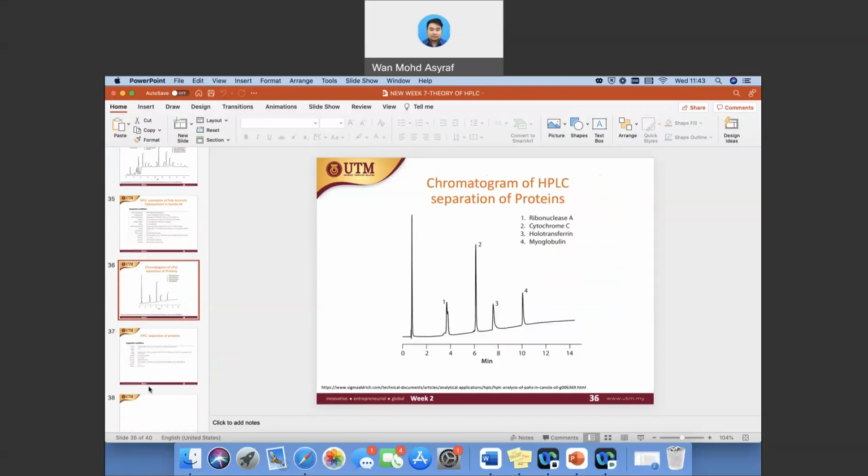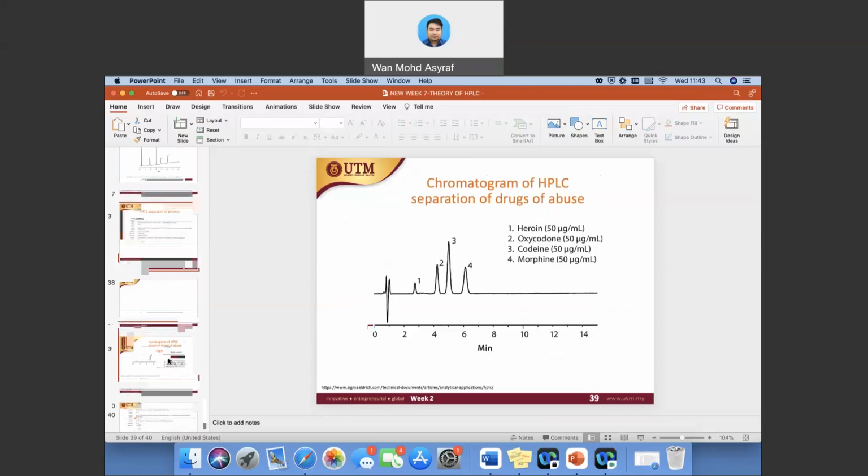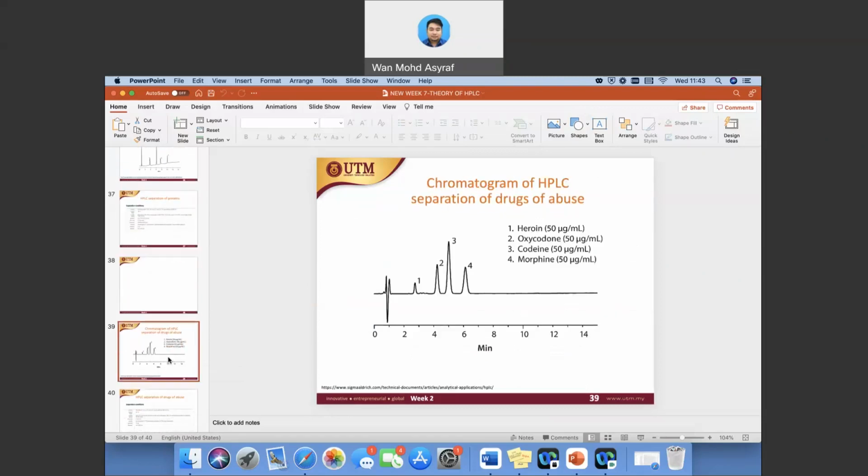All right. So this is the separation of proteins. Okay. Also HPLC can separate proteins as well. Okay. All right. So this is the separation of drugs of abuse. I believe that this is using a very standard method. Okay. So you see that there is some good separation here between 1, 2, 3, 4.